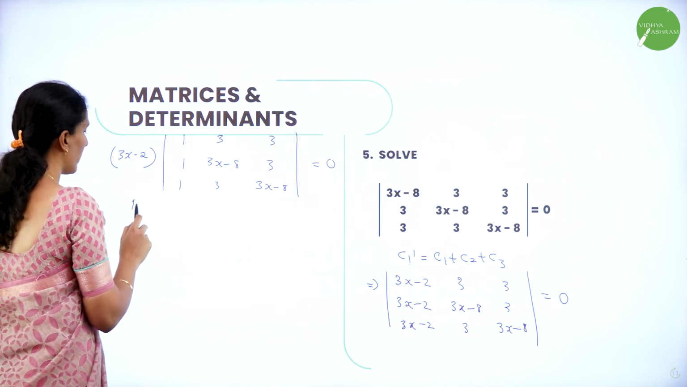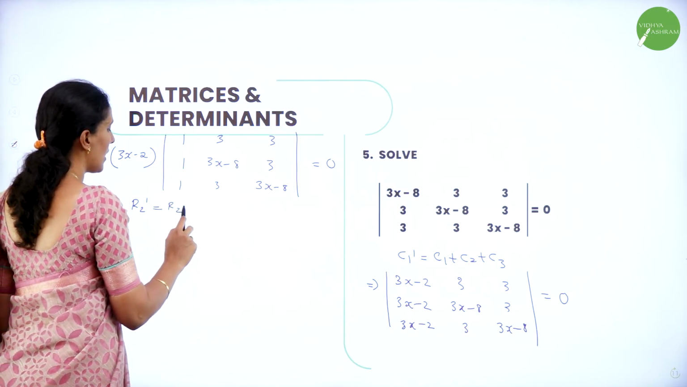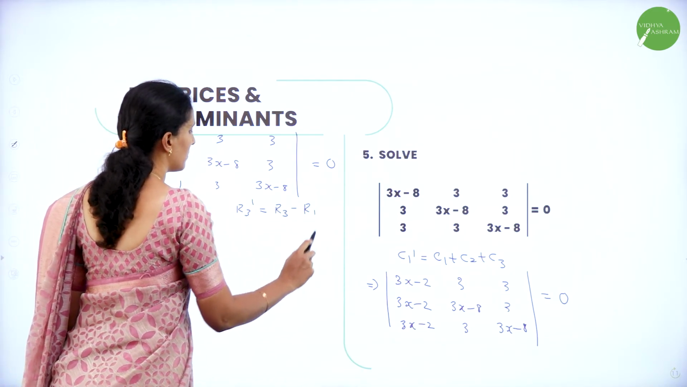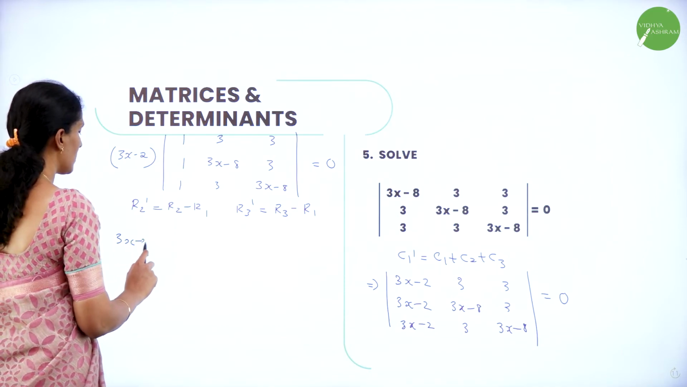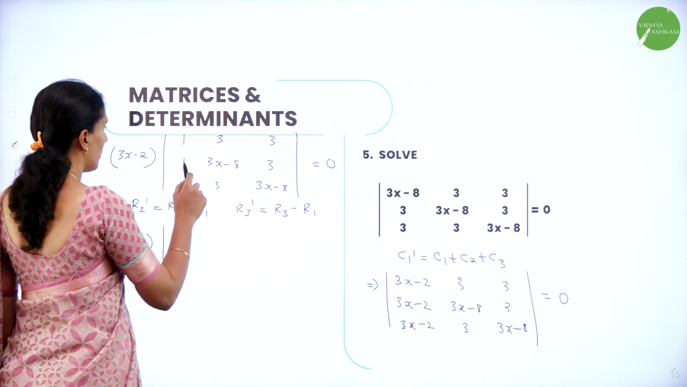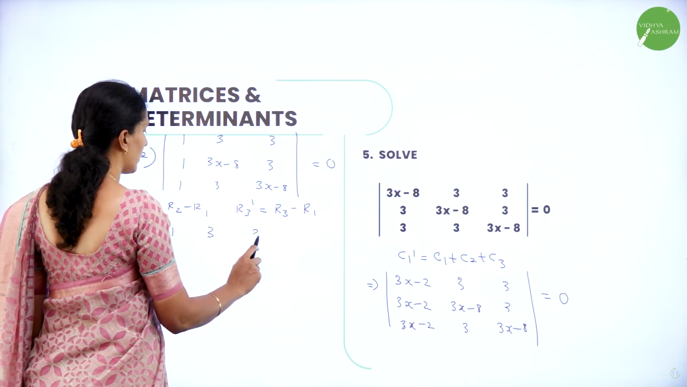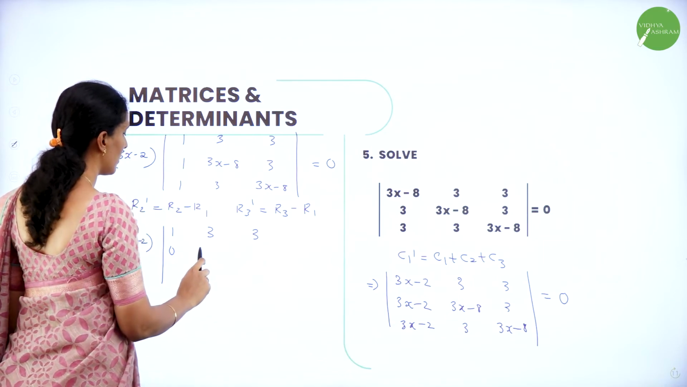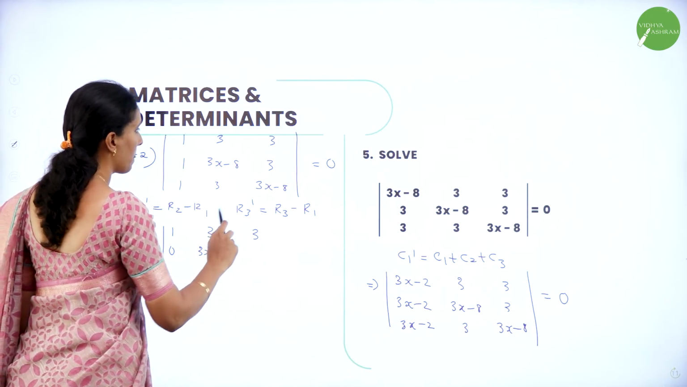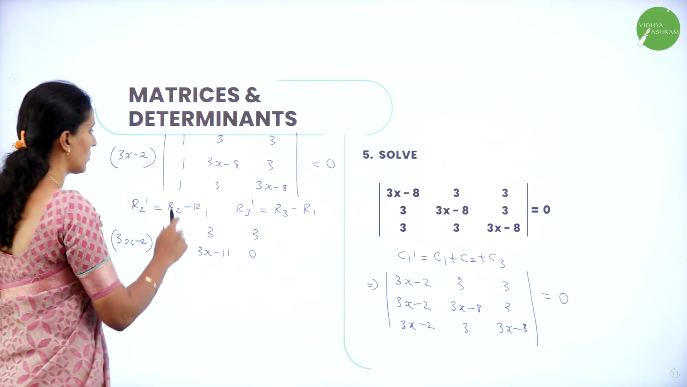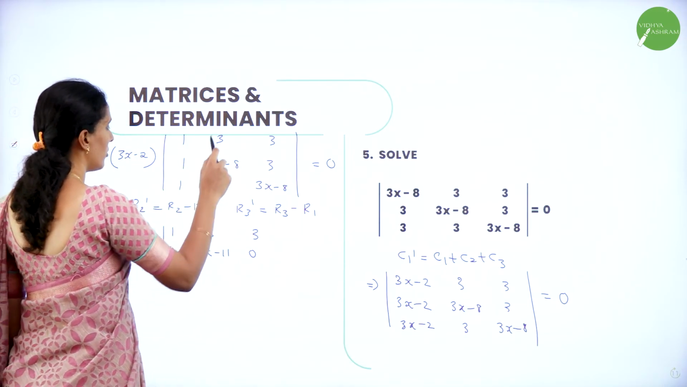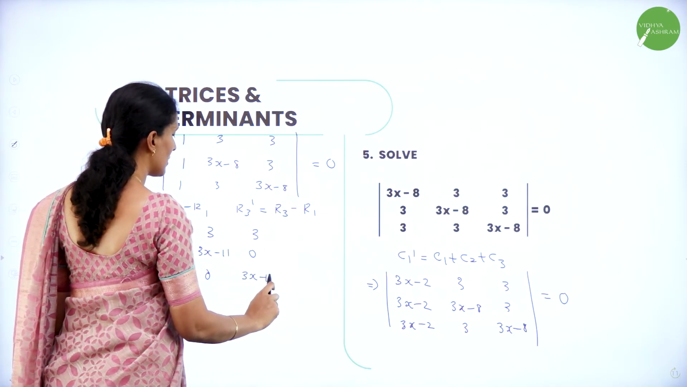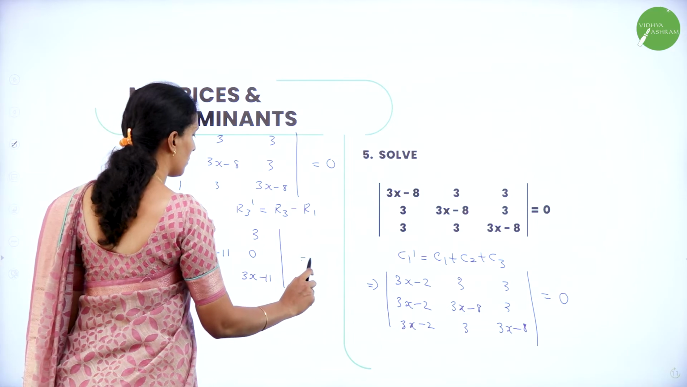Next, row operation, that is R2 dash as R2 minus R1 and R3 dash as R3 minus R1. So then it becomes 3x minus 2. Here 1, 3, 3. So 1 minus 1, 0. 3x minus 8 minus 3 becomes 3x minus 11. 3 minus 3, 0. Next, 1 minus 1, 0. 3 minus 3, 0. 3x minus 8 minus 3, 3x minus 11. That is equal to 0.